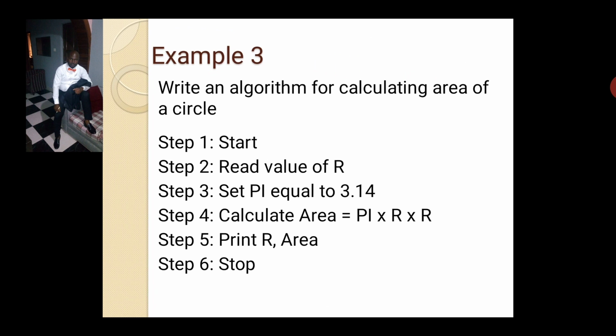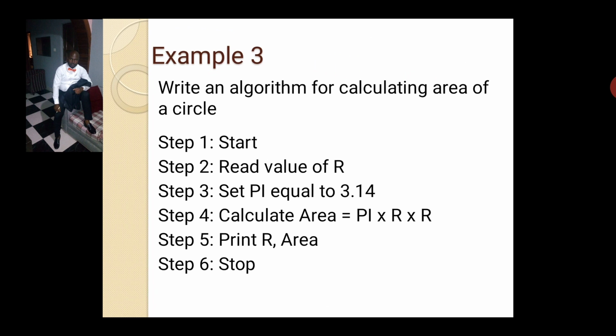If you don't know the formula for the area of a circle, you can't write this algorithm. So first of all, looking at this question, what comes into your mind is, what is the formula for the area of a circle? If you have achieved that, then you are good to go. So step 1, you start. Step 2, read the value of R, our radius. Step 3, set pi equal to 3.14.